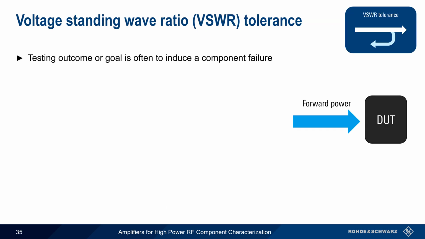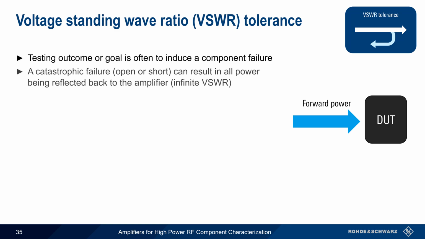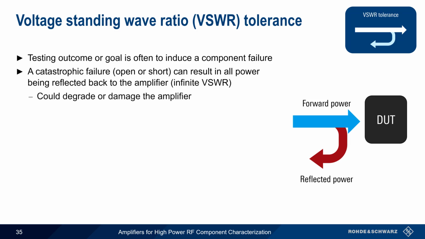Recall that in burn-in, HTOL, and HALT testing, a common outcome is failure or even destruction of the component itself. A component that fails catastrophically may become either an open or a short, and in this case, the failed DUT would reflect all of the power that it receives back towards the amplifier. The level of reflected or reverse power relative to the level of forward power is usually quantified by means of voltage standing wave ratio, abbreviated VSWR. High levels of reflected power can easily degrade or damage some amplifiers.